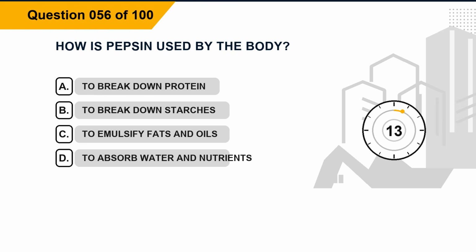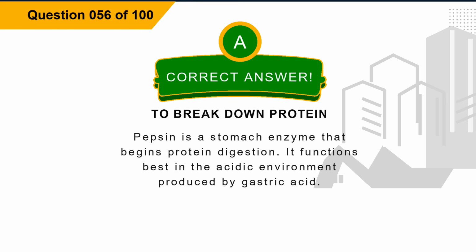Question 56. How is pepsin used by the body? Option A, to break down protein. Option B, to break down starches. Option C, to emulsify fats and oils. Option D, to absorb water and nutrients. The correct answer is option A, to break down protein.